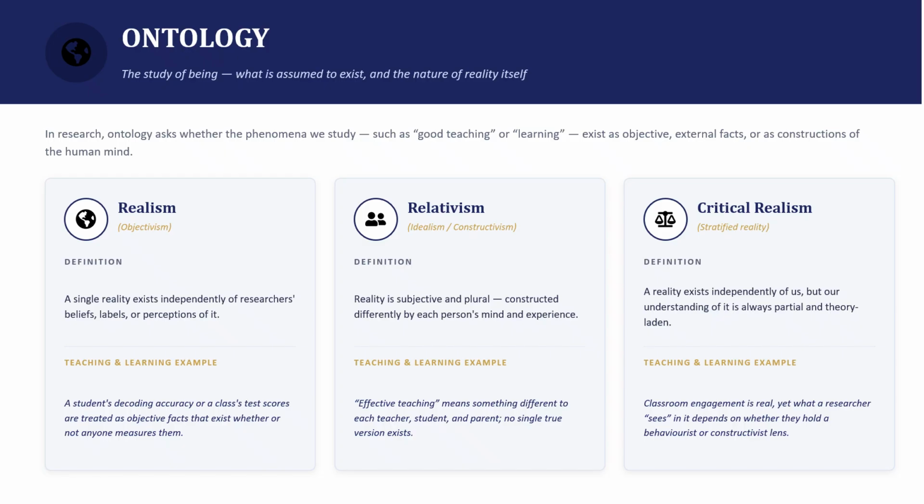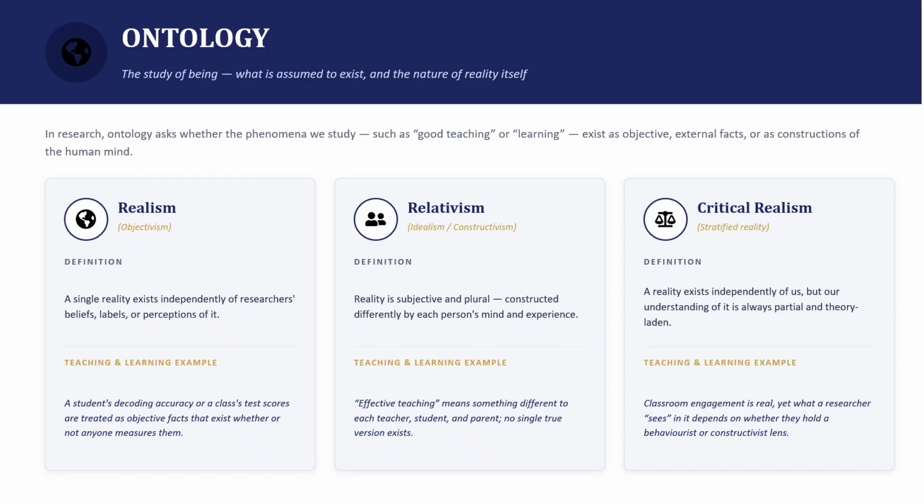You can see that there are three terms given here: realism, relativism, and critical realism. What is realism? That's one way for us to understand what reality is. Under realism, or we can use the term objectivism as well, in this world there's only one reality. So suppose that you are focusing on something in your research, and according to what you are going to study, there's only one reality in the world, and what you are going to do in your research is just to study that reality.